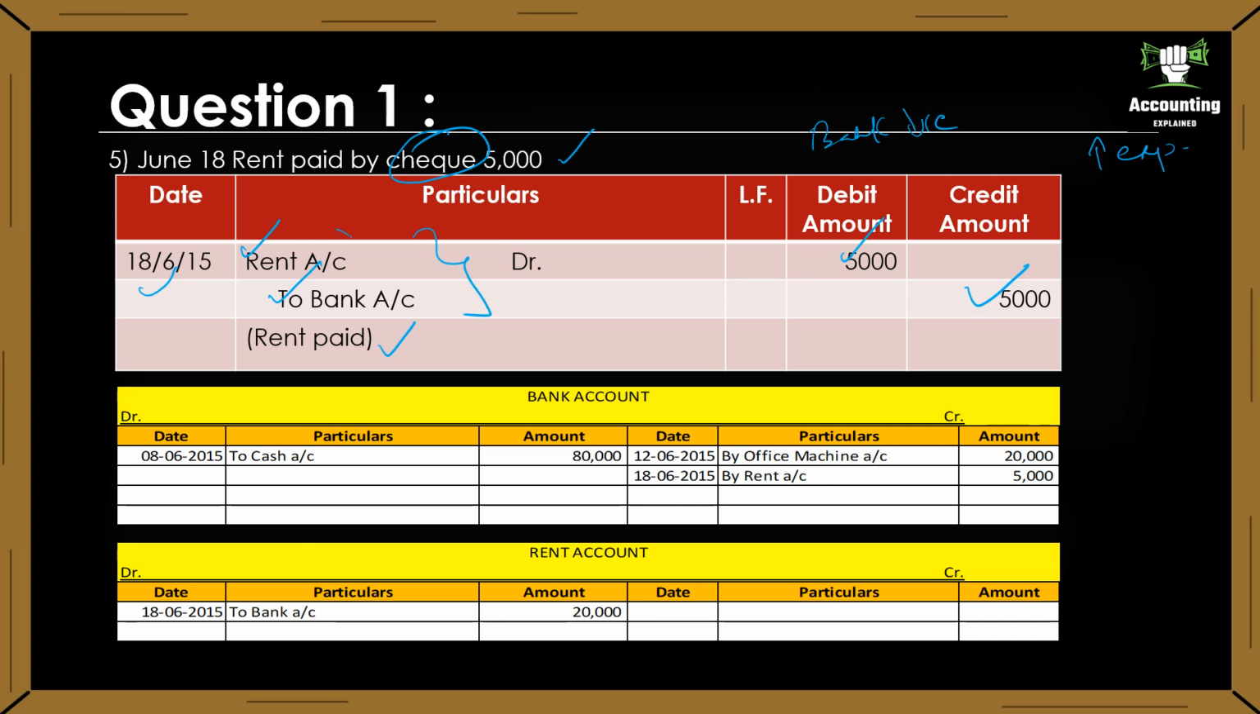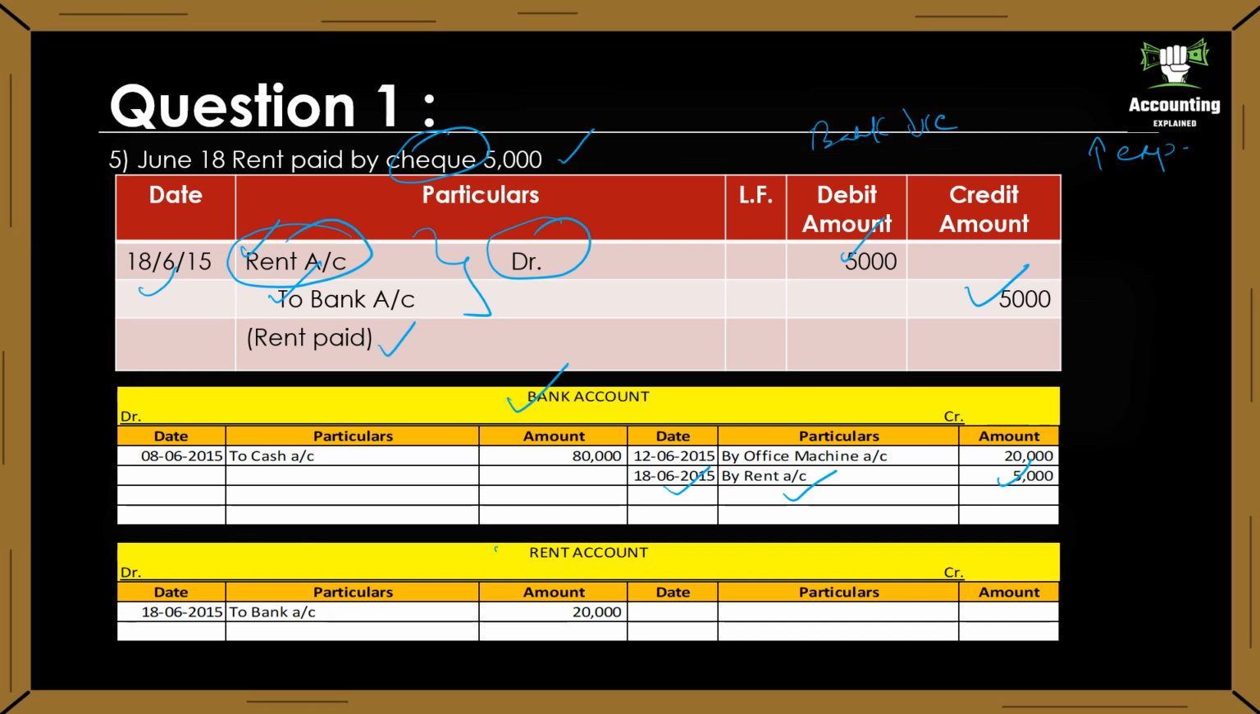You have to open a new account, only rent account now. Bank account already exists. So in the bank account, what you have to do, opposite of bank account is rent account. Rent account you have debited. Now you are going to credit it on 18th June 2015 by rent account 5,000 rupees.